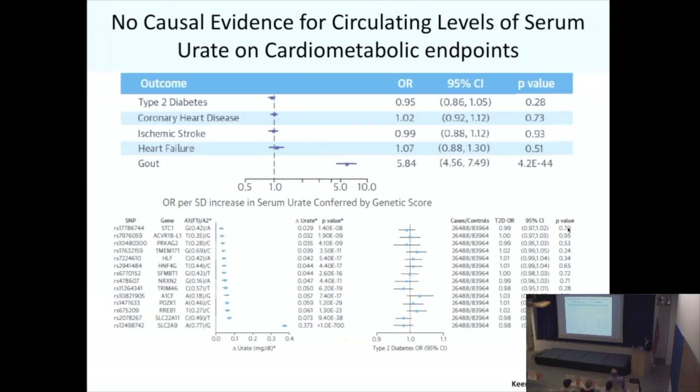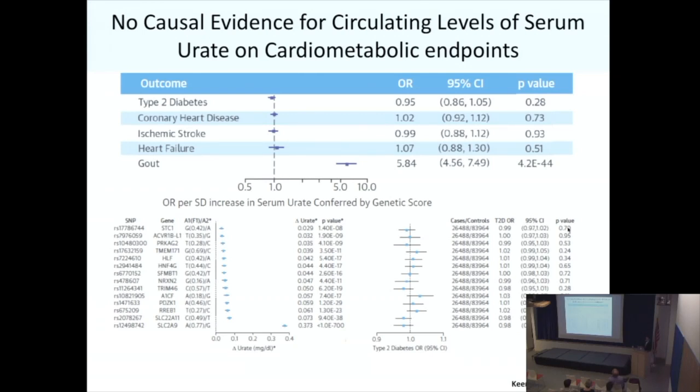If I focus your attention on the top panel here, this gives the bottom line, and the answer is that genetically elevated serum urate levels definitely increase risk of gout, but have no impact on type 2 diabetes risk, coronary heart disease risk, stroke, or heart failure. So, man, I'm so glad I know this now. I do not want to do a clinical trial for lowering serum urate therapeutics on any one of these endpoints because the genetics would predict these would fail.